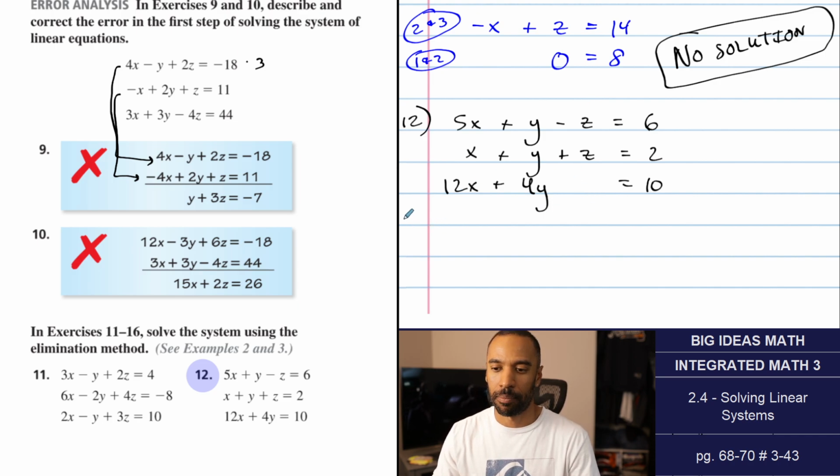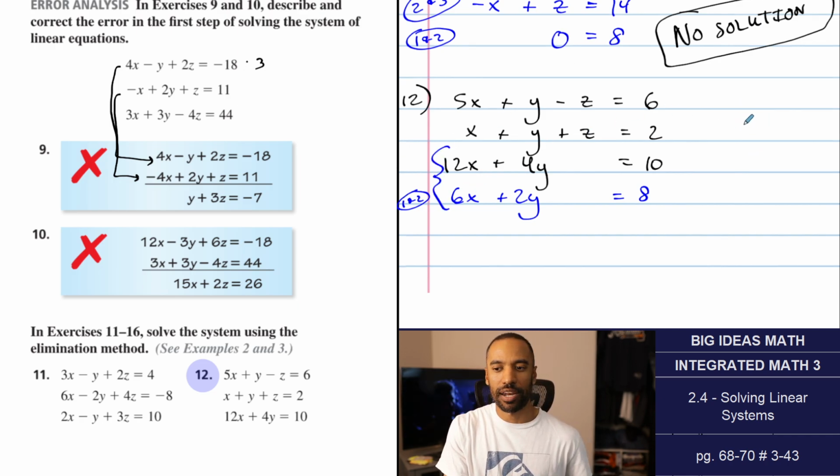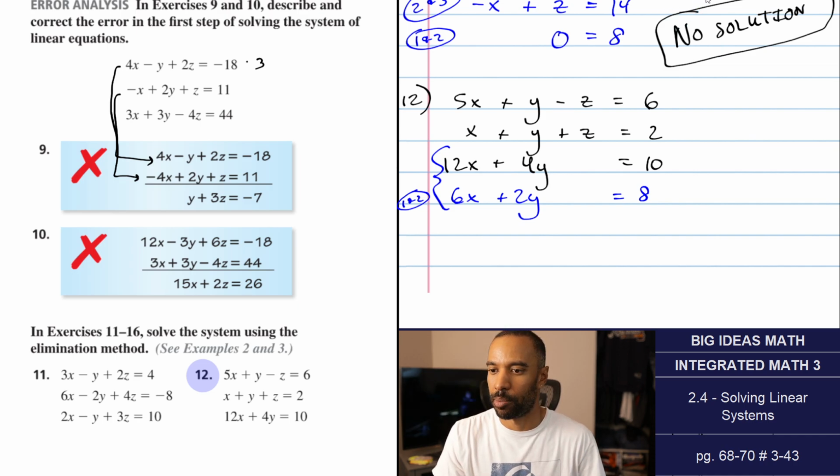So if I eliminate z using equations 1 and 2, 5x plus x is 6x, y plus y is 2y, and z minus z is 0. 6 plus 2 is 8. Now I have these two equations right here, and I want to solve this system. I'm seeing something out of them right now. You'll determine it with me in a second.